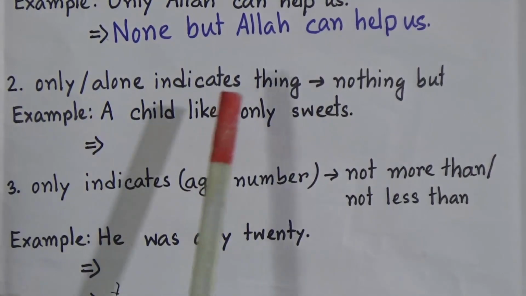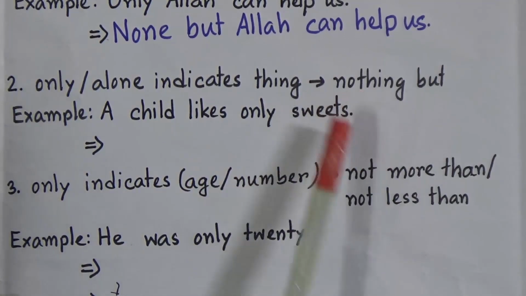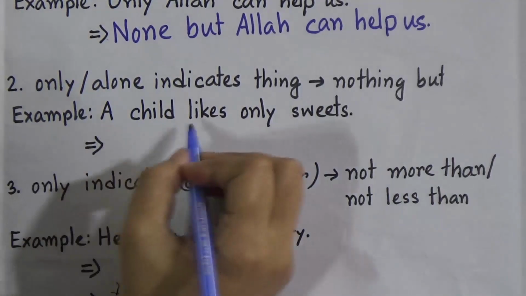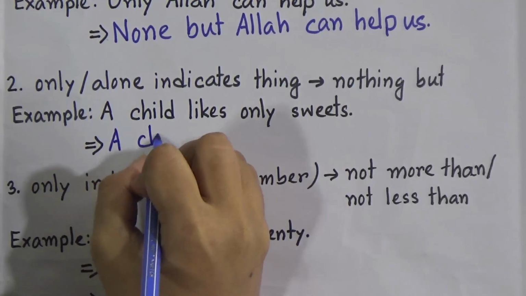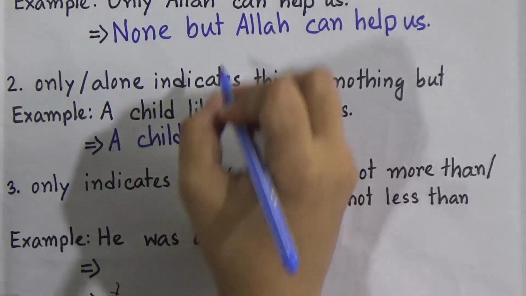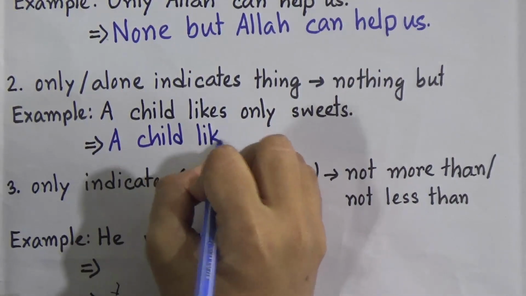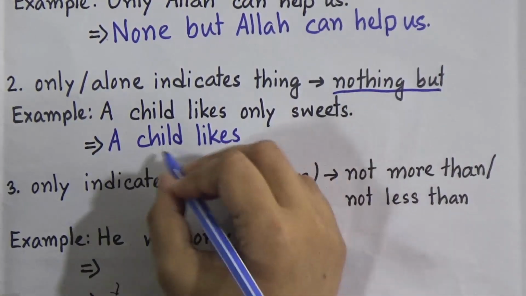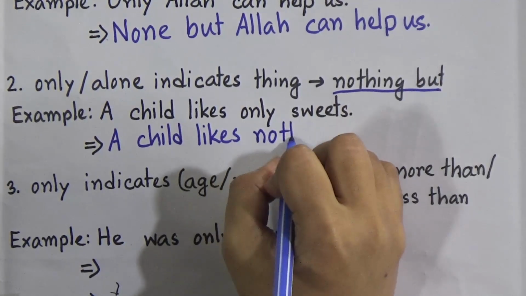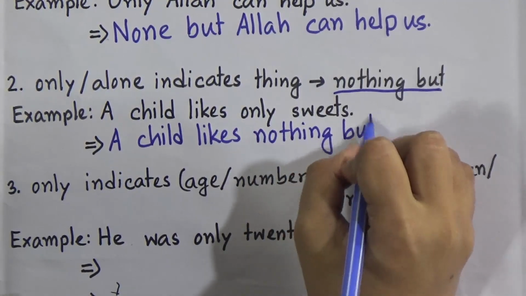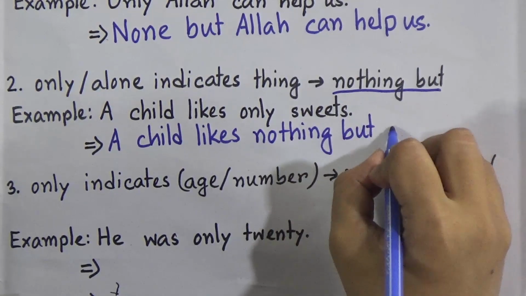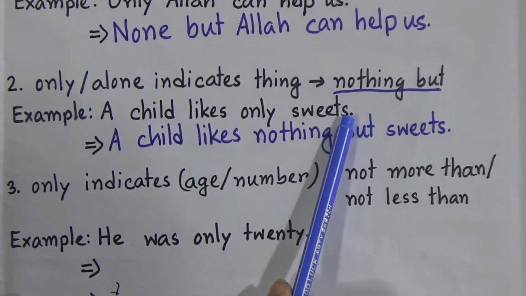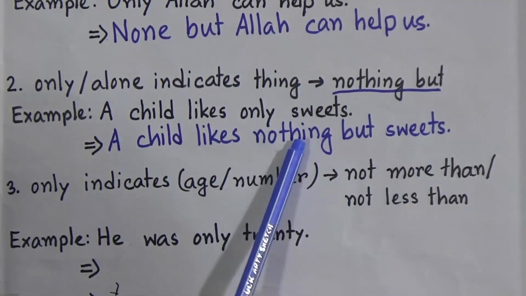Our next rule, if only or alone indicates a thing, we will write nothing but in place of the only. So what will we write? I know all of you now know the answer. At first we will write a child. Now we will write likes. Now we will not write only. We will write nothing but in place of only. So a child likes nothing but. Now the rest of the sentence, sweets. So okay, dear students, a child likes only sweets, and the answer will be a child likes nothing but sweets. So we will write nothing but in place of only.